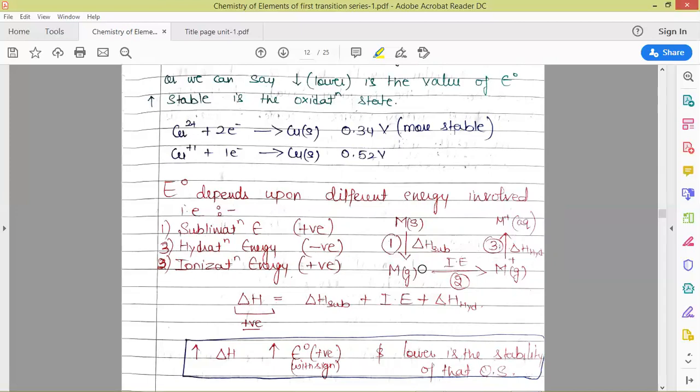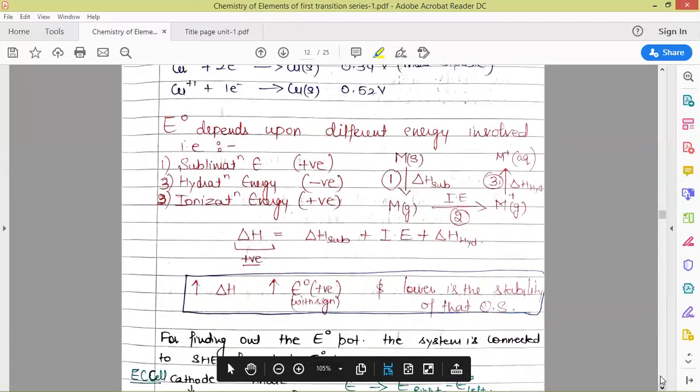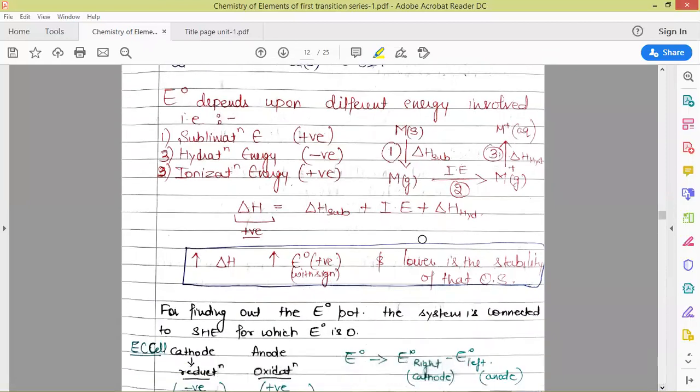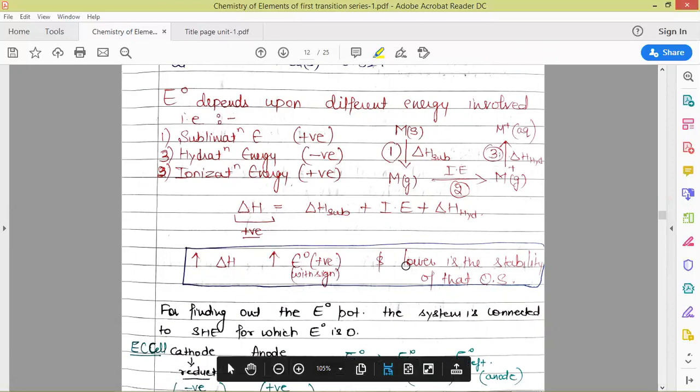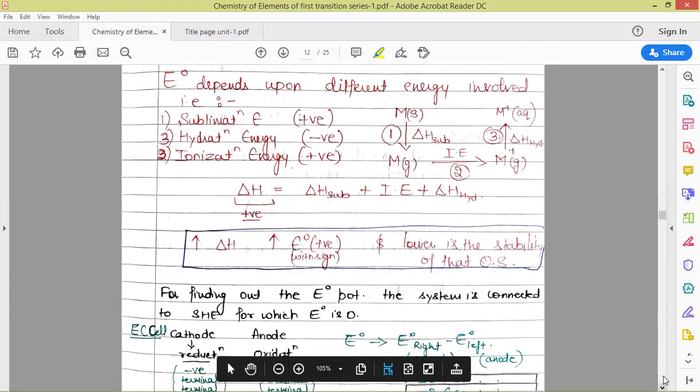Next we have the ionization energy for the conversion of the neutral species to the ionic species. Then we have the hydration energy for the conversion of gaseous species into aqueous species, which has a negative value, that means it is the energy released. Ionization energy is the energy required, that is why it has a positive sign. And sublimation energy is again the energy required for the conversion of solid to gaseous species. The more this energy, the more positive is the electrode potential, and the lower is the stability of that particular oxidation state.